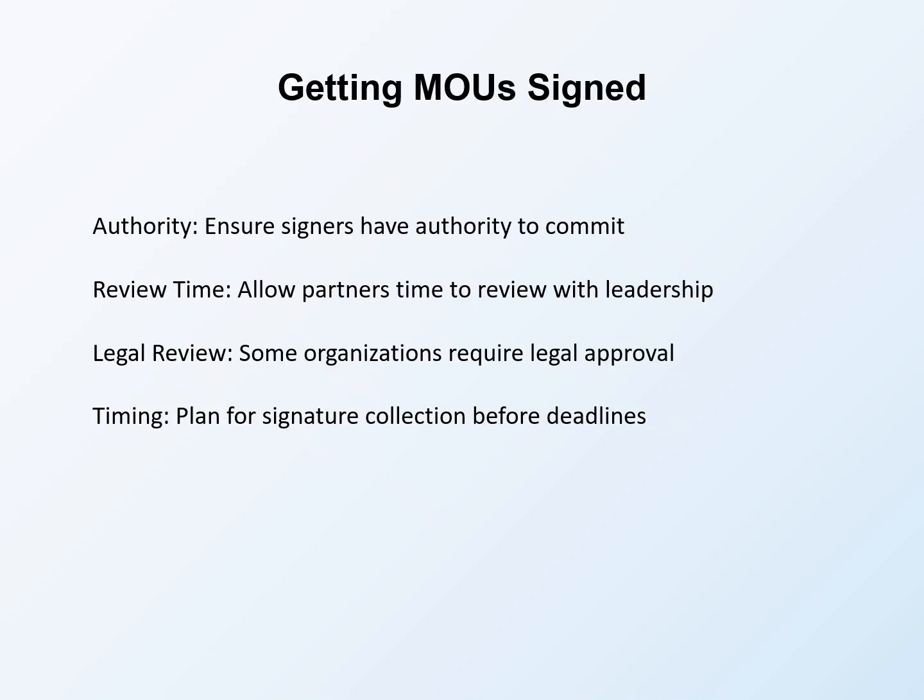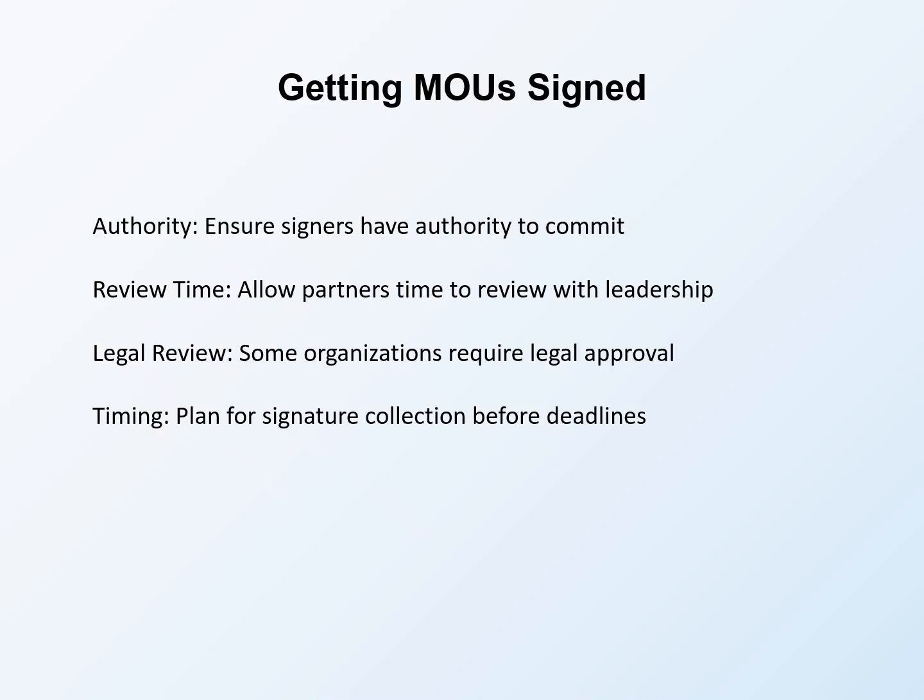Authority ensures signers have authority to commit their organization. A staff member cannot commit the organization without authorization. Confirm who can sign. Review time allows partners time to review with leadership. Partners may need to consult their board or legal counsel. Build in review time. Legal review acknowledges that some organizations require legal approval. Universities, government agencies, and larger nonprofits often require legal review of agreements.